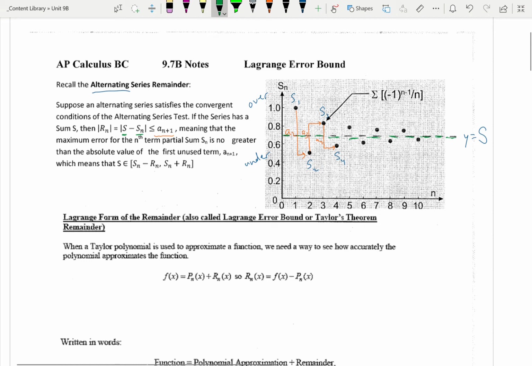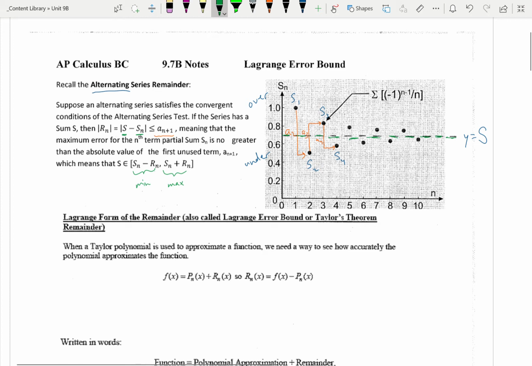Again, this is just a review of the alternating series error bound, which was back in the last unit. And we can summarize that by saying that the minimum value is the nth partial sum minus the next unused term, and the maximum value is going to be the nth partial sum plus the next unused term. And we saw that in action a little bit in times past. Now we're going to use a similar idea to talk about the Lagrange error bound.